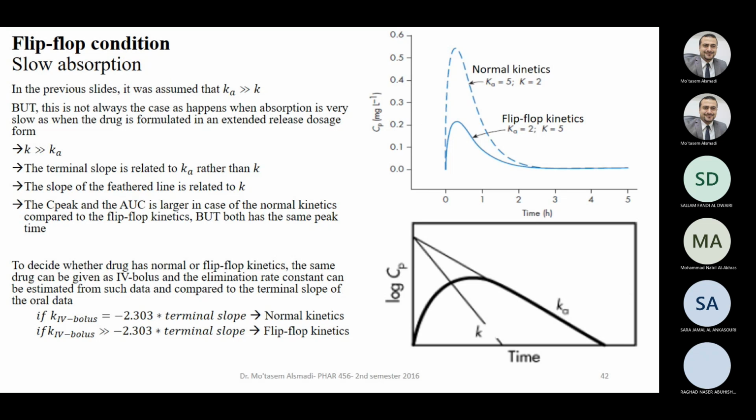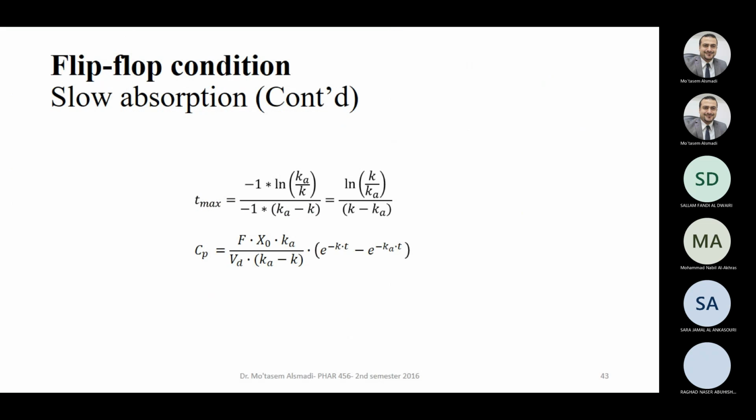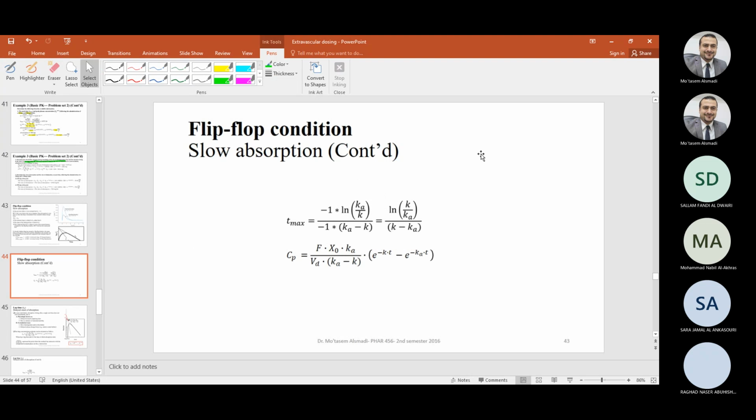The first thing, what about the Tmax? Will they have the same Tmax or different Tmax values? Because they have exactly the opposite values, right? The Tmax only depends on K and Ka. Tmax is equal to natural log of Ka divided by K, divided by Ka minus K. And what if I multiply the numerator and denominator by -1? This is like multiplying with 1.